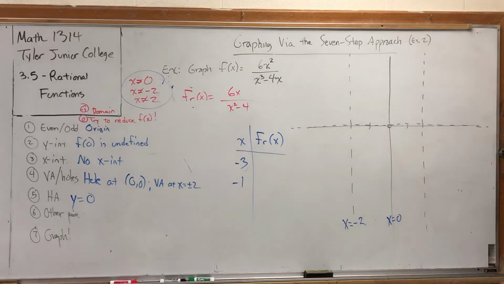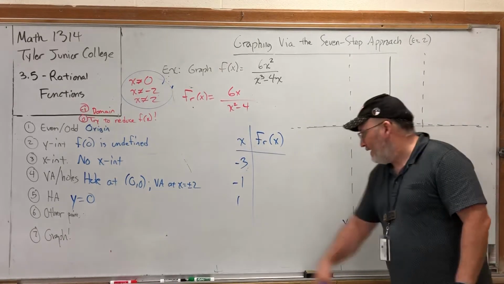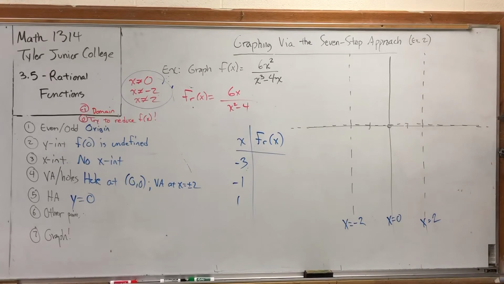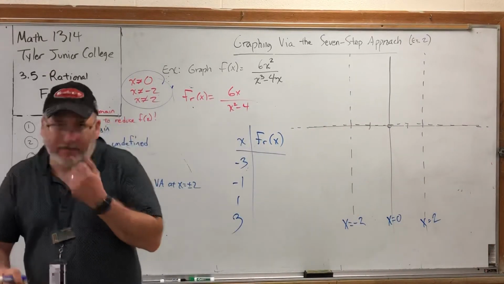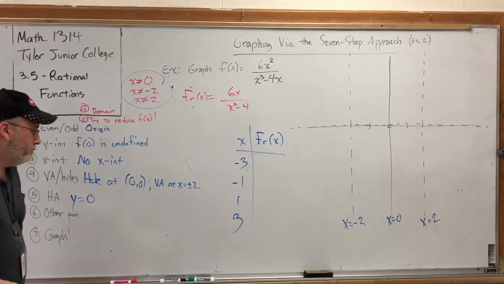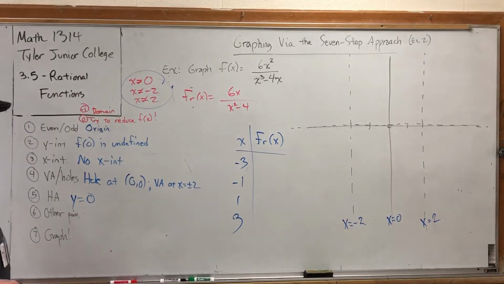And the same thing over here, I don't know anything between 0 and 2, so let's see what happens at 1. And I don't know anything to the right of 2, so let's see what happens at 3. So it looks like I'm going to get 4 more points, and notice I said looks like. I don't need all 4, I can just use 2 because of the origin symmetry.